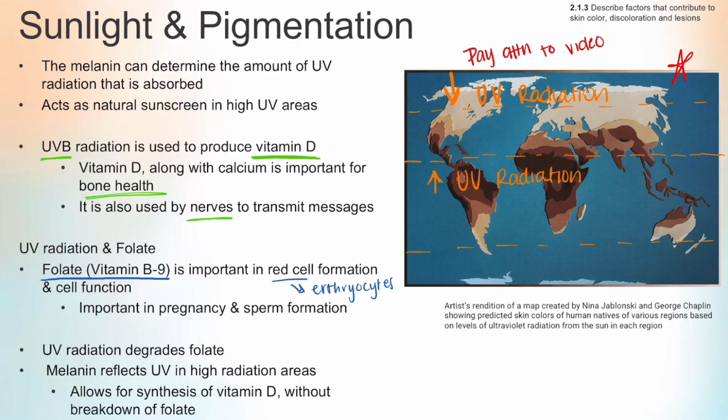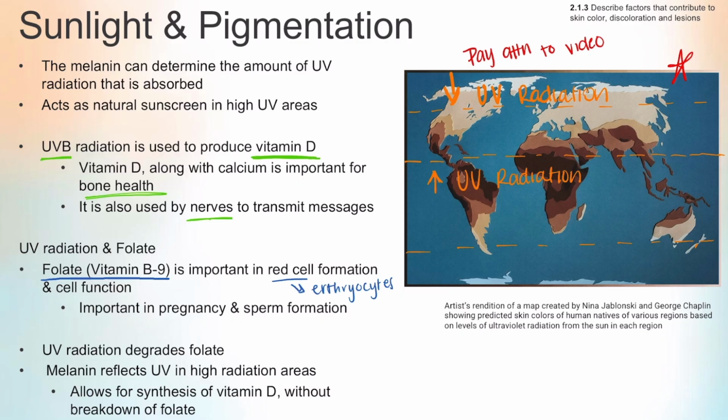So when we talk about melanin, specifically our darker complexions, they are used as a natural sunscreen. They're going to reflect UV light. That is very, very good because that is going to allow us to have synthesis of vitamin D. So we're still getting that UVB radiation, but it's not allowing us to have too much UV radiation where it's breaking down and destroying that vitamin B9.